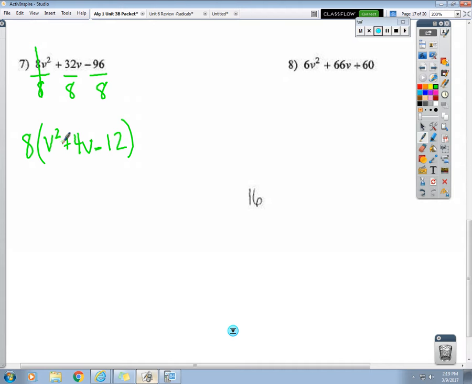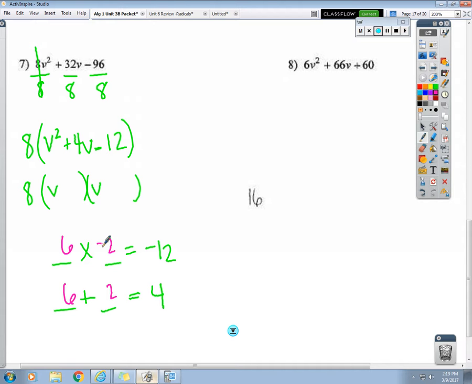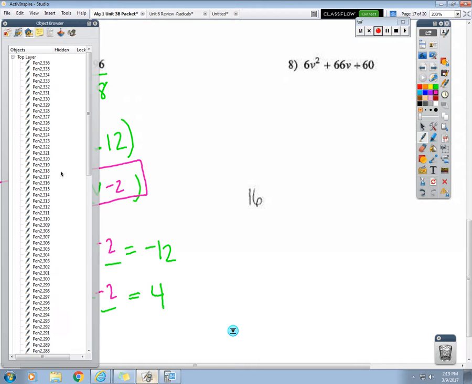Now we have a trinomial, the easier kind of trinomials that we can bubble method. V times v will make the v squared, and we're looking for 2 numbers that multiply to a negative 12, and those same 2 numbers must add to a positive 4. 6 and 2, what kind of 6 and 2? Negative 2. Because you want your answer to be positive when you add, so the bigger number needs to be positive. So v plus 6, v minus 2. So there's the answer. Remember, 8 has to be part of the answer.